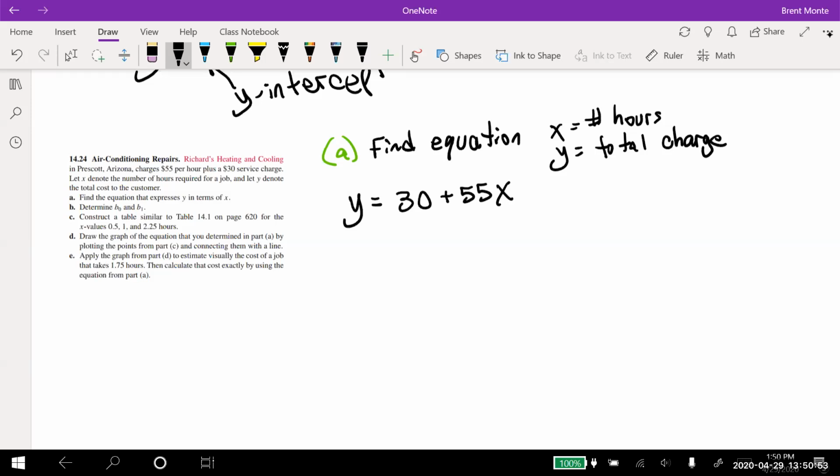So if X was, say, 2 hours, it'd be 30 plus 55 times 2. The 30 doesn't change. It's just the fixed cost. It's the service charge for showing up. But it's just $30 no matter how long they're there. But the $55 is every hour they're there, so we have to multiply that by X. And that's actually the answer to part A.